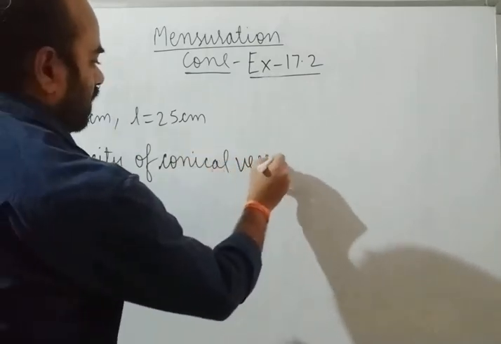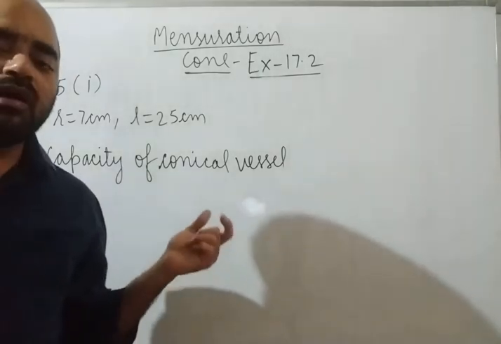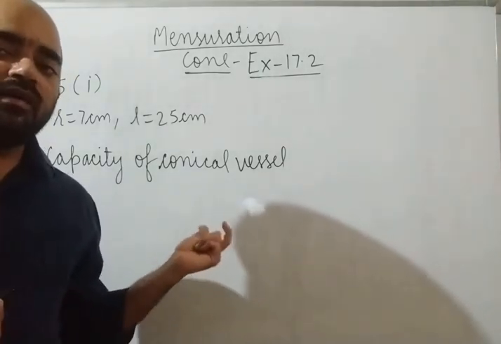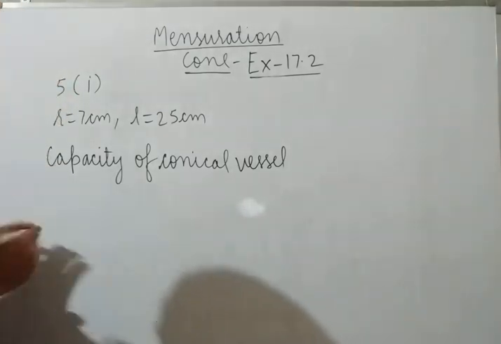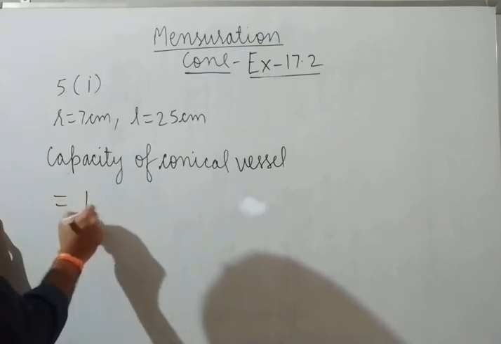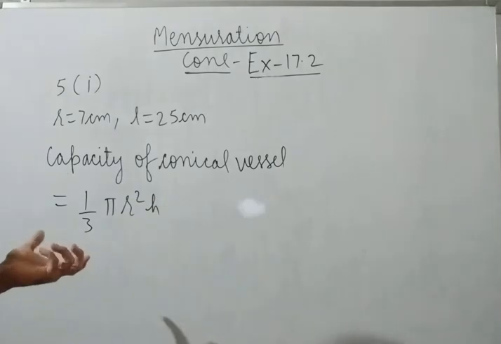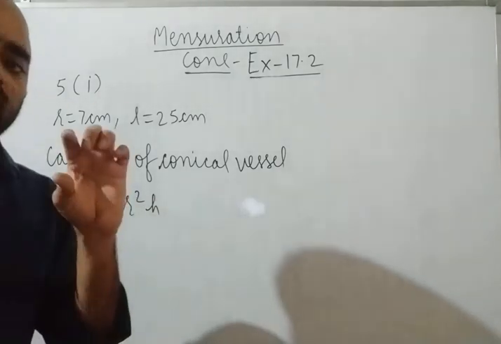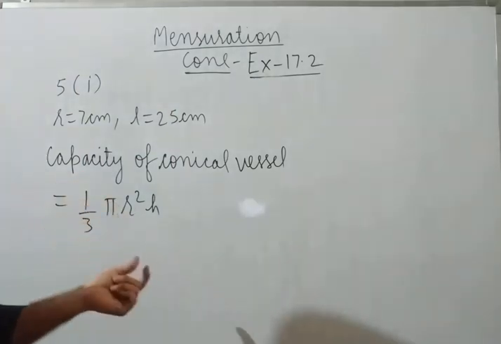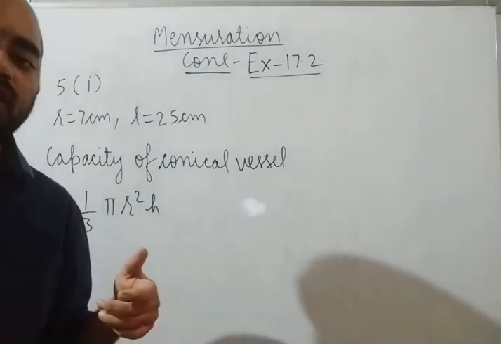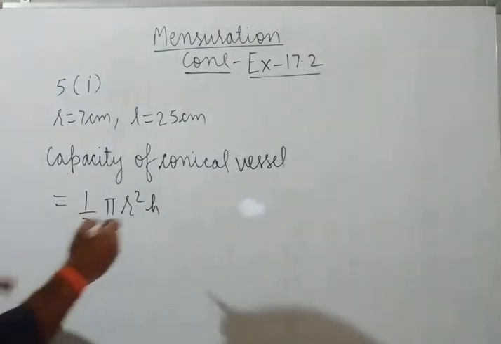See, capacity means the amount of liquid, the amount of material that can be filled or kept in the vessel. Maybe it is cylindrical, conical, whatever. Capacity and volume formula will be same, what? 1 by 3 pi r square h. Terms are different. Volume will be used when the cone is solid, throughout material is filled. But capacity is used when the vessel is empty from the inside, that is, it is a container.